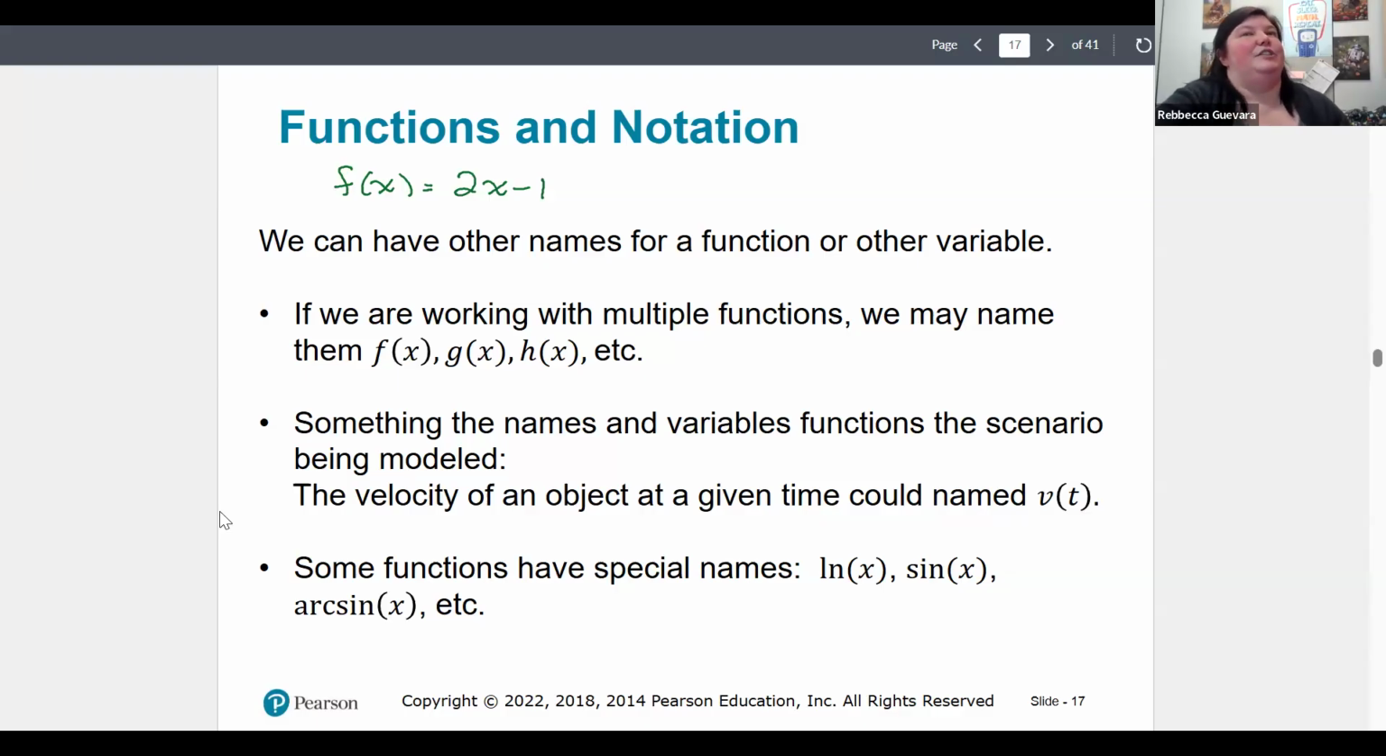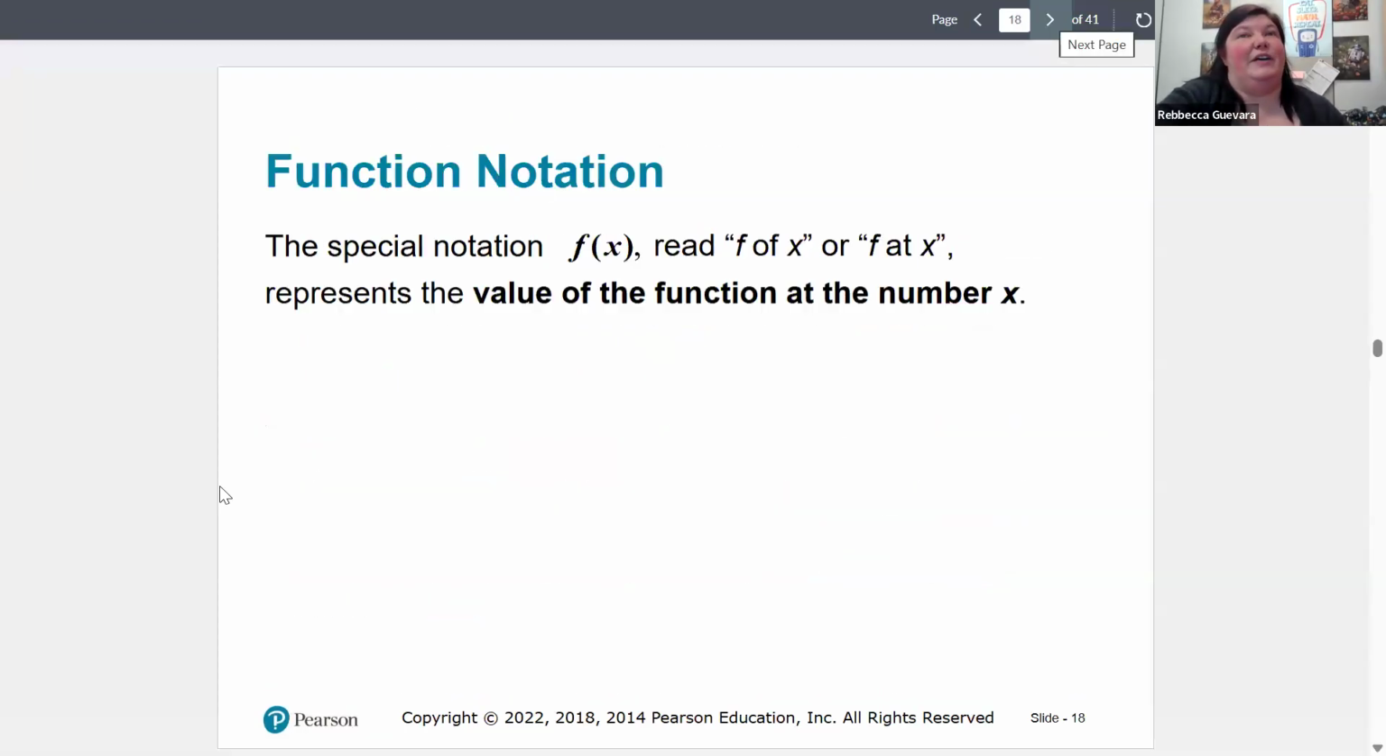So function notation, the special notation f of x, read f of x or f at x, represents the value of the function at the number x. What makes function notation complicated is the multi-use that we have of it. It's representing a function name, it's representing a y value, it's also going to represent a y value at a particular value for x. So it represents a lot of things.